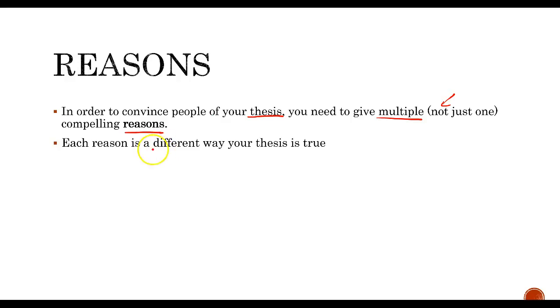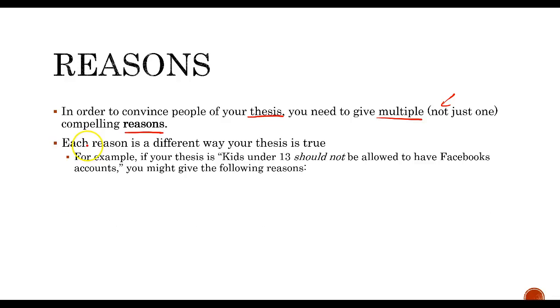Each reason is a different way that your thesis is true, right? So if we were to just say kids under 13 should be allowed to have Facebook accounts because they can keep in touch with friends. If we only have one reason like that, it's not going to be quite as convincing as if we have several different reasons. The more reasons you can give the reader to believe your thesis, the more distinct reasons, the more likely that reader is to ultimately buy your argument or believe what it is that you're trying to say.